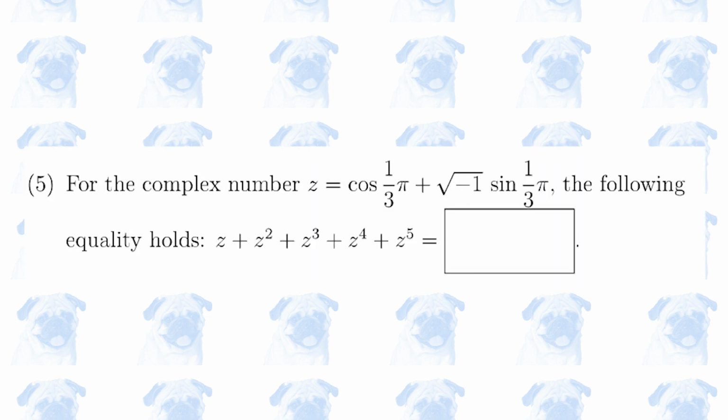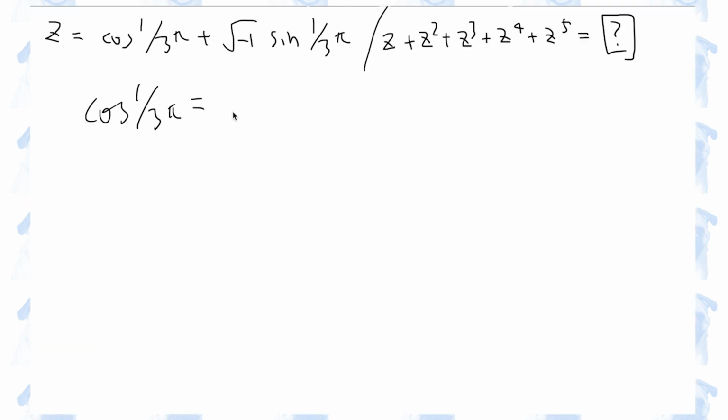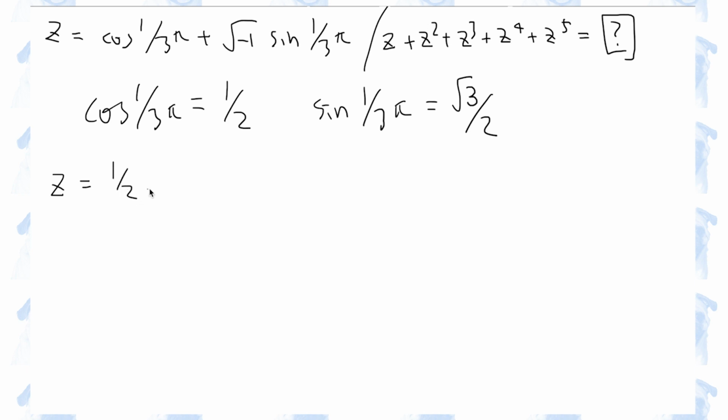Number 5. Cosine 1/3 times pi is 1/2. Sine 1/3 times pi is √3 over 2. Therefore, z can be expressed as 1/2 plus √3 over 2 times i, where i is the square root of -1.